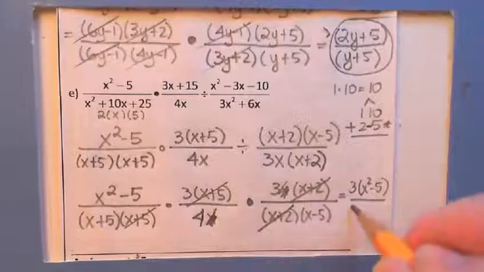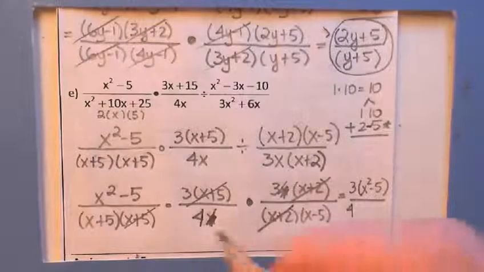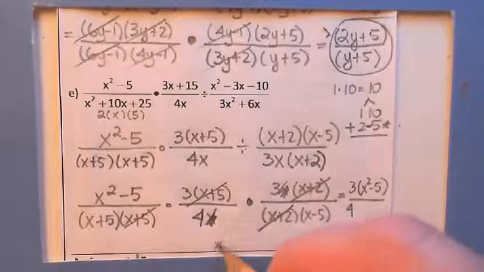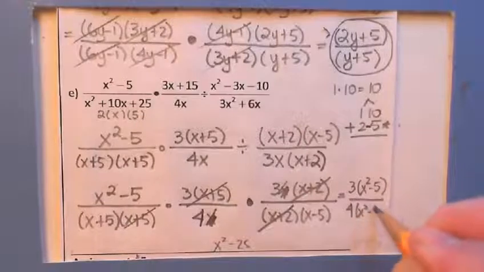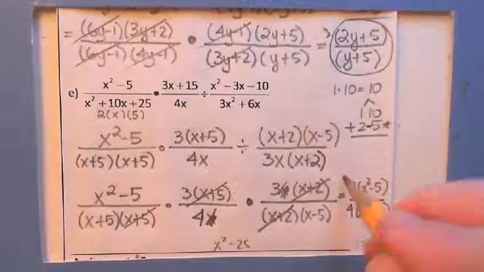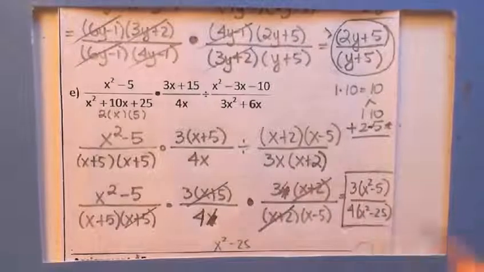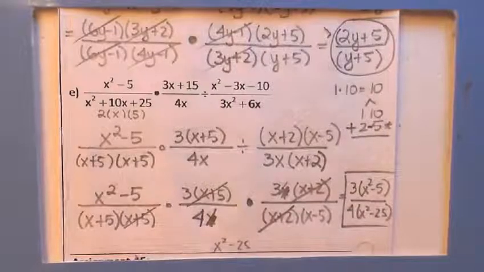And I also have a 4, so let's copy the 4. But remember that x plus 5 times x minus 5 is the same as x squared minus 25. So it would be x squared minus 25. So that means this will be my answer right there. Okay? Alright.